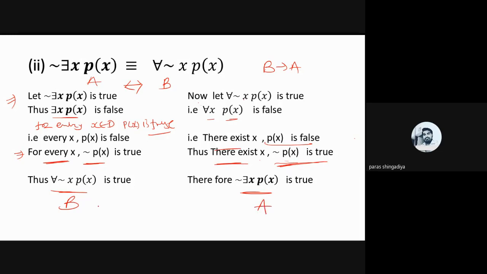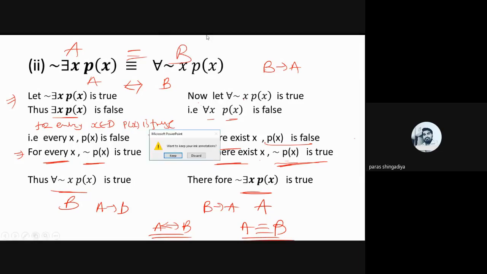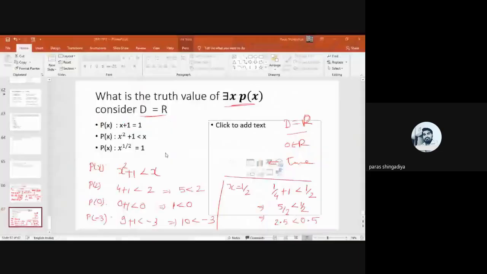So that is the proof of A to B, and this is the proof of B to A. Therefore we can say that A biconditional B is a tautology, and therefore A is logically equivalent to B, and that is what is given here. So it is the proof of the second De Morgan law by using predicates. So is it clear? Is there any doubt to anyone?